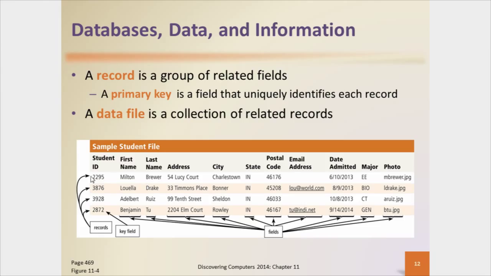We can use that auto number data type we were talking about a little while ago to automatically generate a number, and that way we make sure we never have a duplicate number. That's where that comes into play. Now we make sure that we have a unique record to represent each and every student. If we have a collection of related records, in this case different students, now all of a sudden we have a data file. It's a collection of related records.